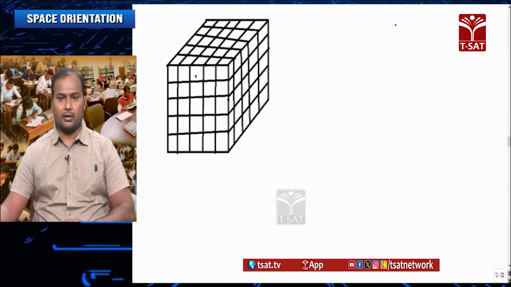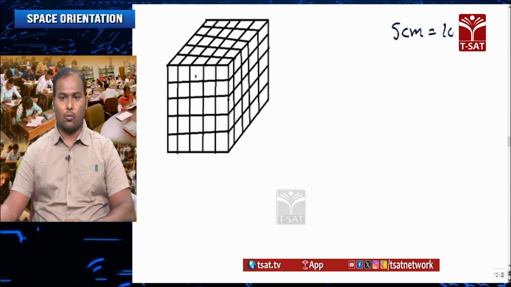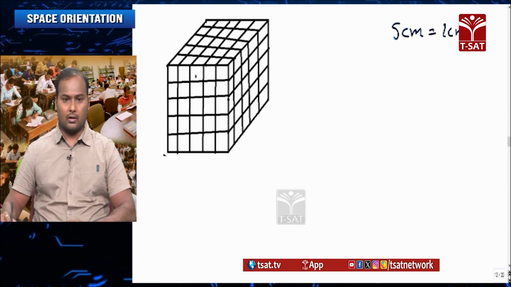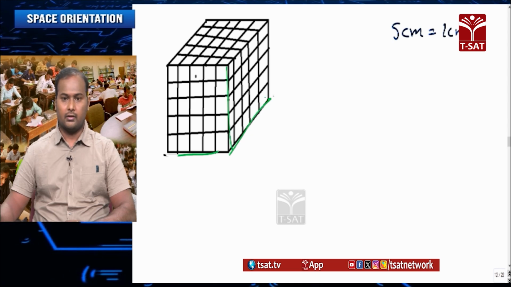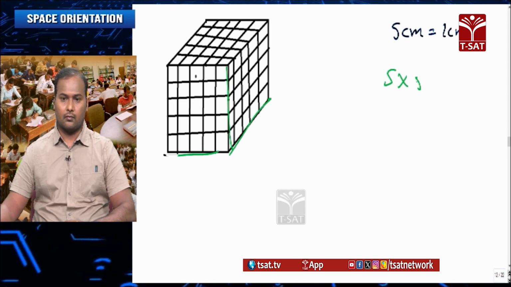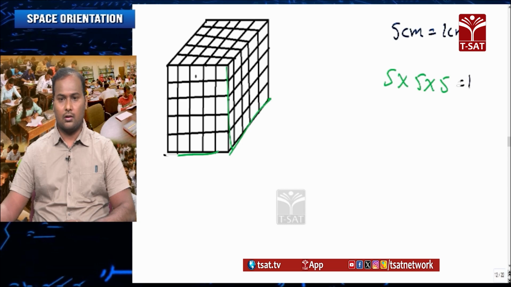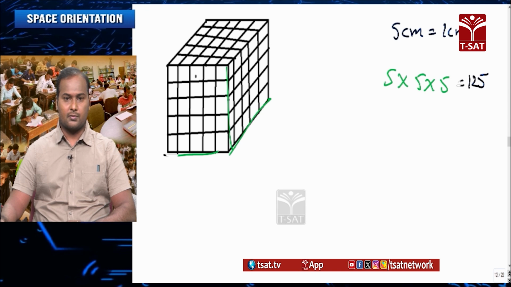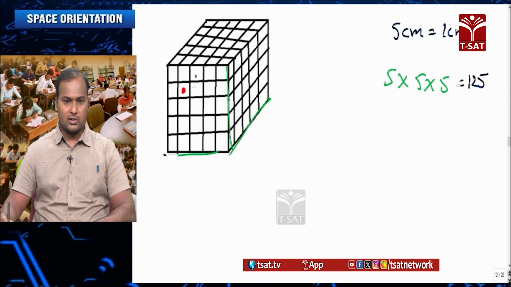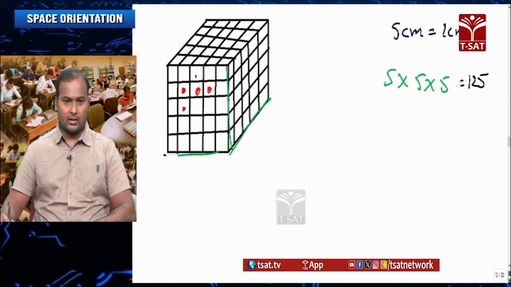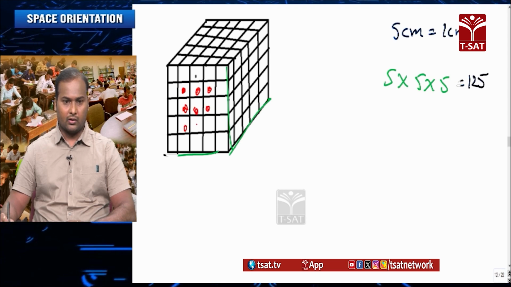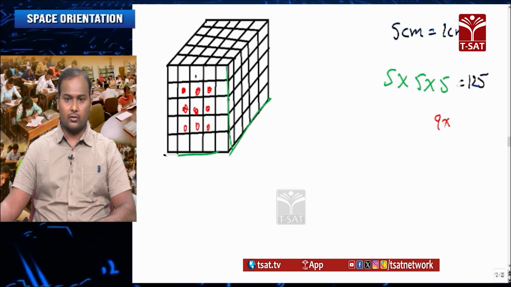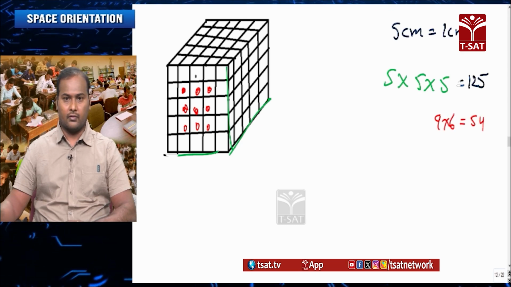This is a 5 centimeter cube cut into 1 centimeter size. How many small cubes are possible? We know length, breadth and height. So obviously 5 into 5 into 5. Total 125 small cubes are possible. In the same way, how many small cubes will have one side paint? We know one side paint is possible at the center only. In the center here, how many small cubes are there? In total here, 9 small cubes are there. So one side paint is 9 into 6, your answer will be 54.